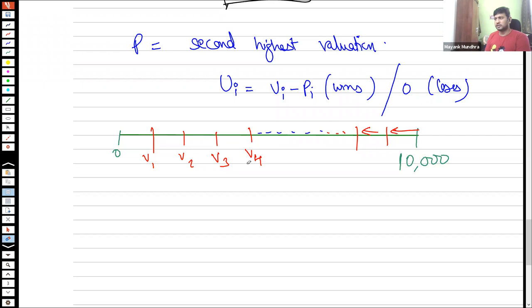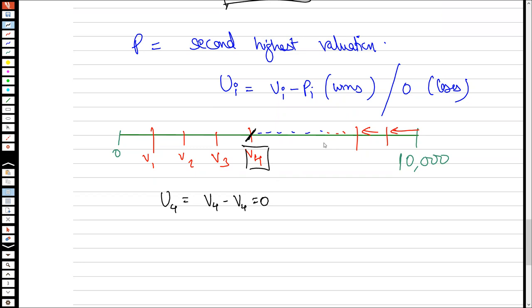In reality, what happens is that if this guy exactly purchases at B4, then the utility of agent 4 is going to be V4 minus B4, which is 0. So winning it at your valuation is basically like losing it altogether. So you let the price fall for a little bit and then you bid for it.